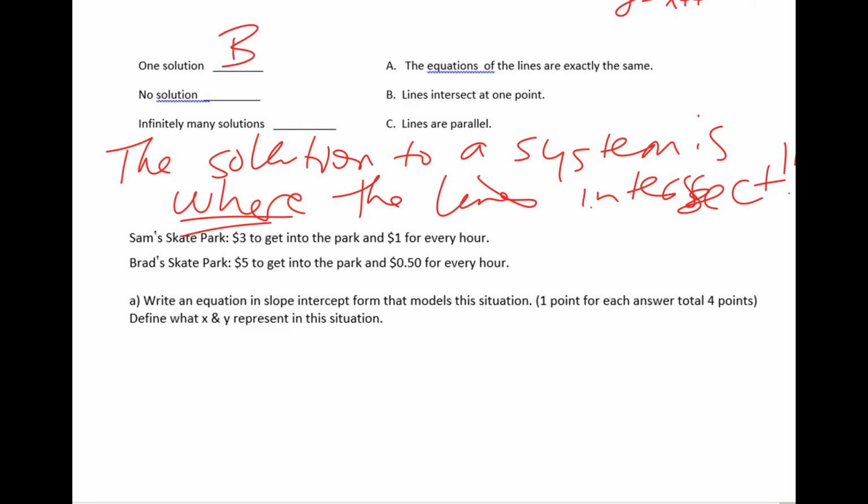No solution means that the lines are parallel. Parallel lines have the same slope, y'all write this down. And infinitely many solutions means the equations of the lines are exactly the same. That looks a mess, I'm sorry.